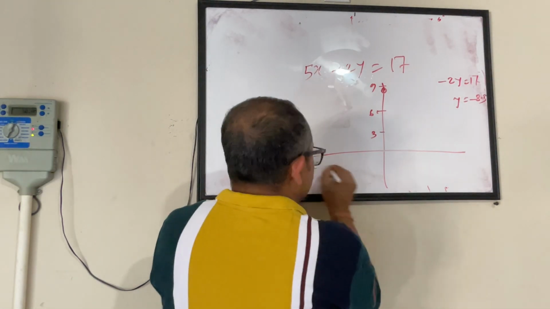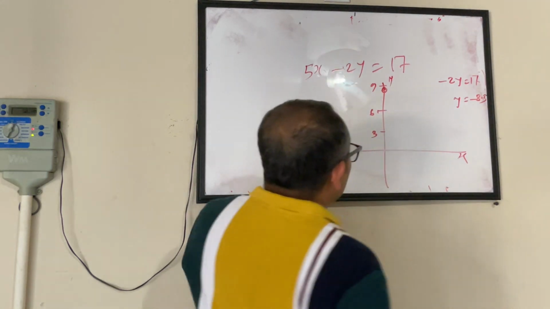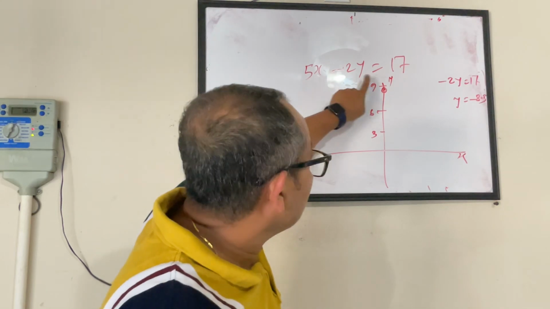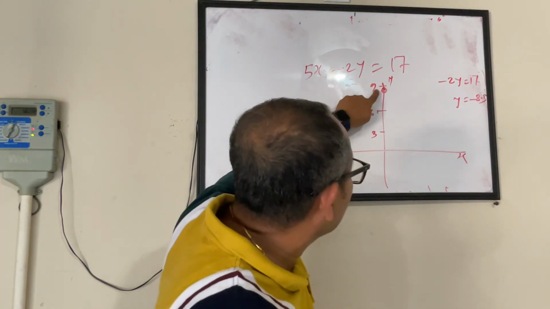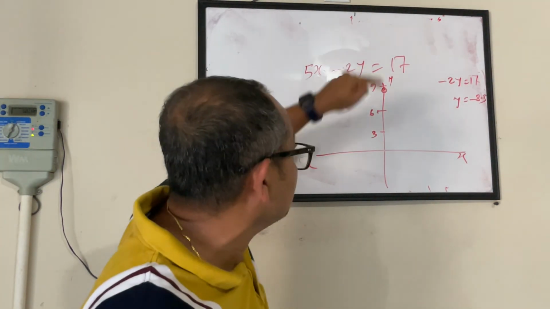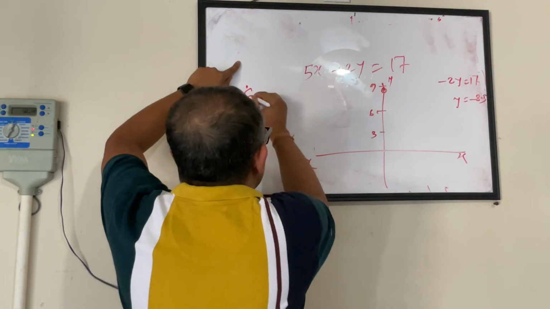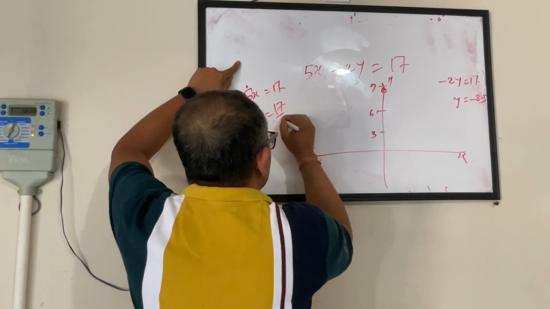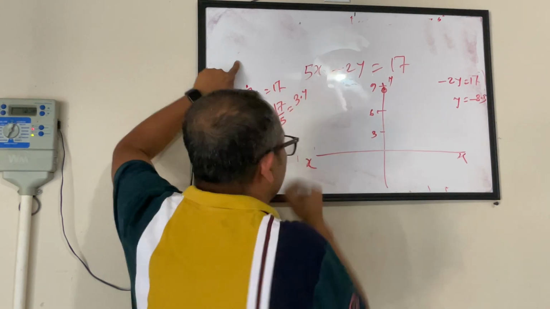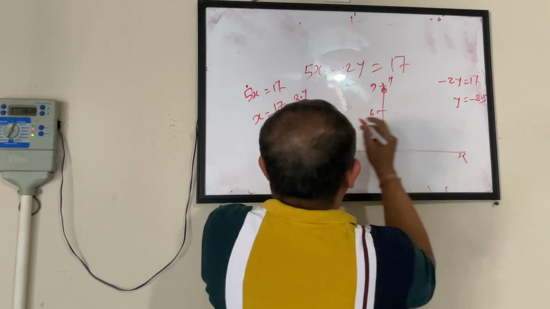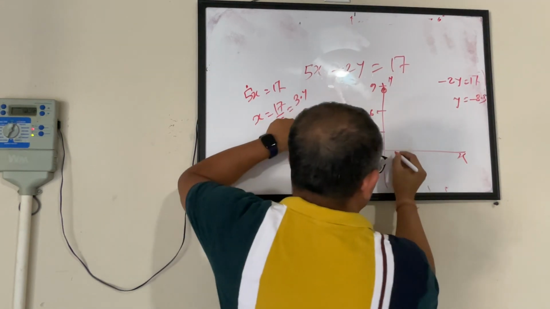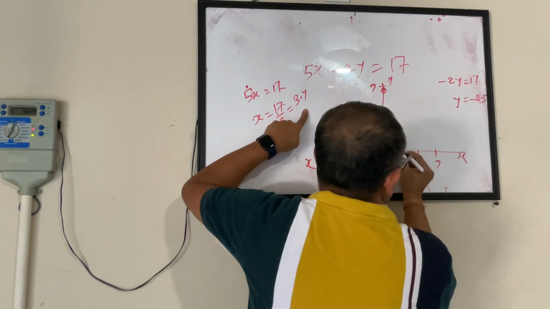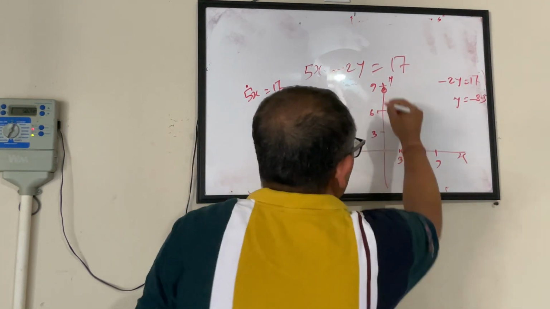So this is your x-axis, this is your y-axis. Now here in this case, what I did, I picked x is 0. Then we got the value of y. So I got 1 point. Now let's pick a second point where y is 0. What happens when y is 0? 5x equals 17. So x equals 17 by 5, which is 3.4. So when y is 0, x is 3.4. Let's say this is 3, this is 6, this is 9. So this is 3.4, somewhere here. We got 2 points.